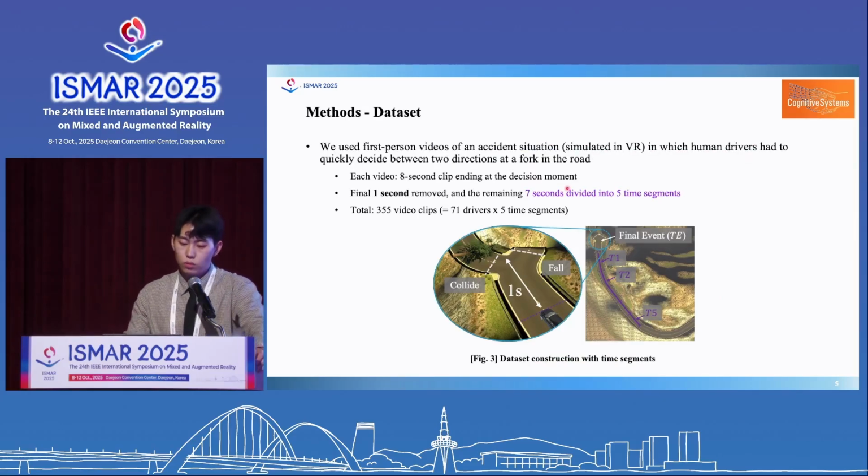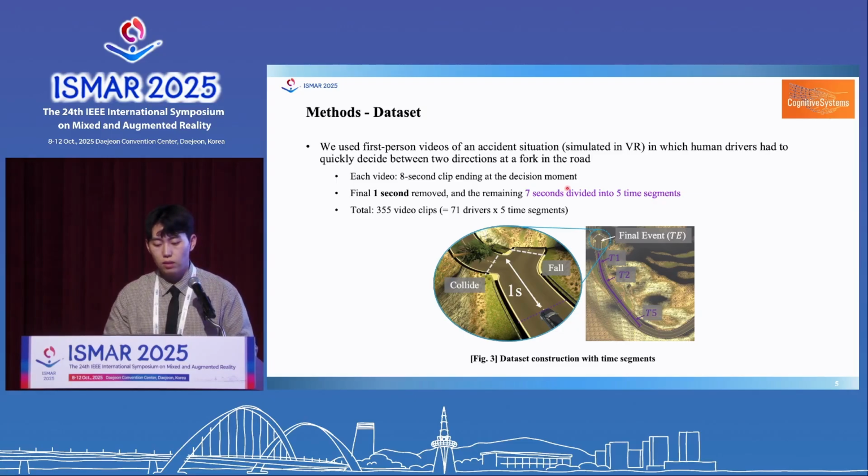So in order to start our experiment, we built our own dataset. First, 71 human drivers drove in the dilemma situations, and each recorded video was trimmed to 8 seconds before the final moment. Using this trimmed video, we removed 1 second to avoid trivial anticipation. And the remaining 7 seconds we divided into 5 time segments. This allows us to track how prediction accuracy evolves over time.